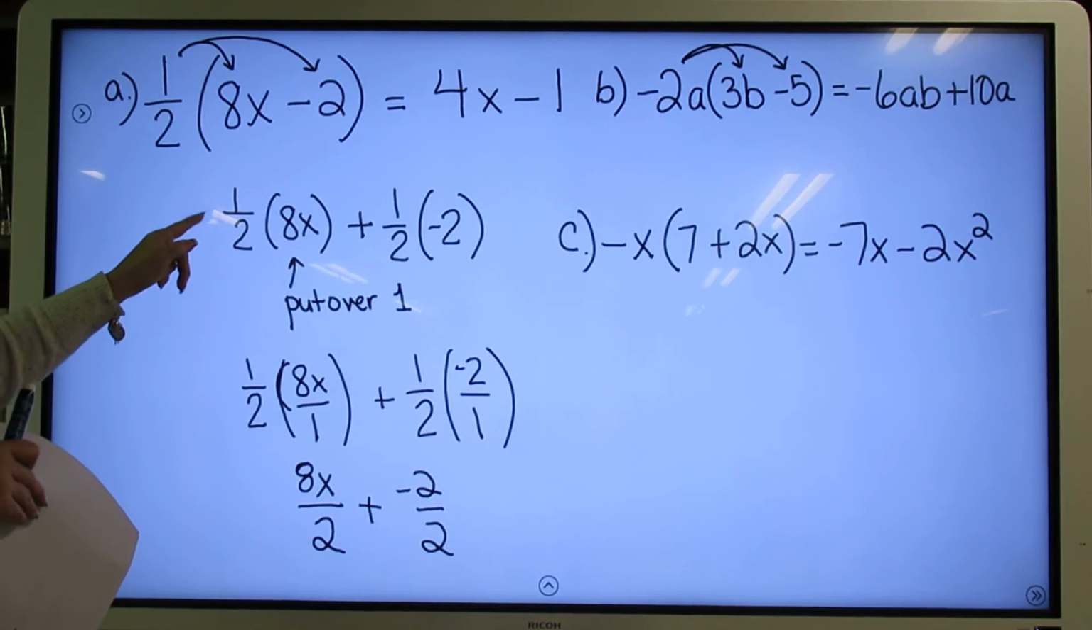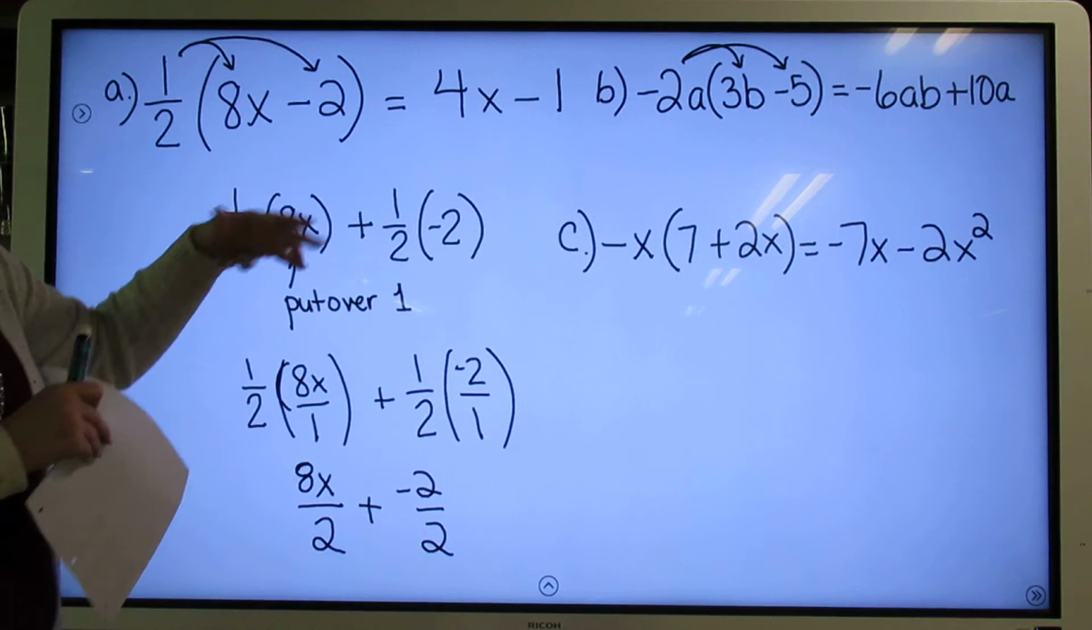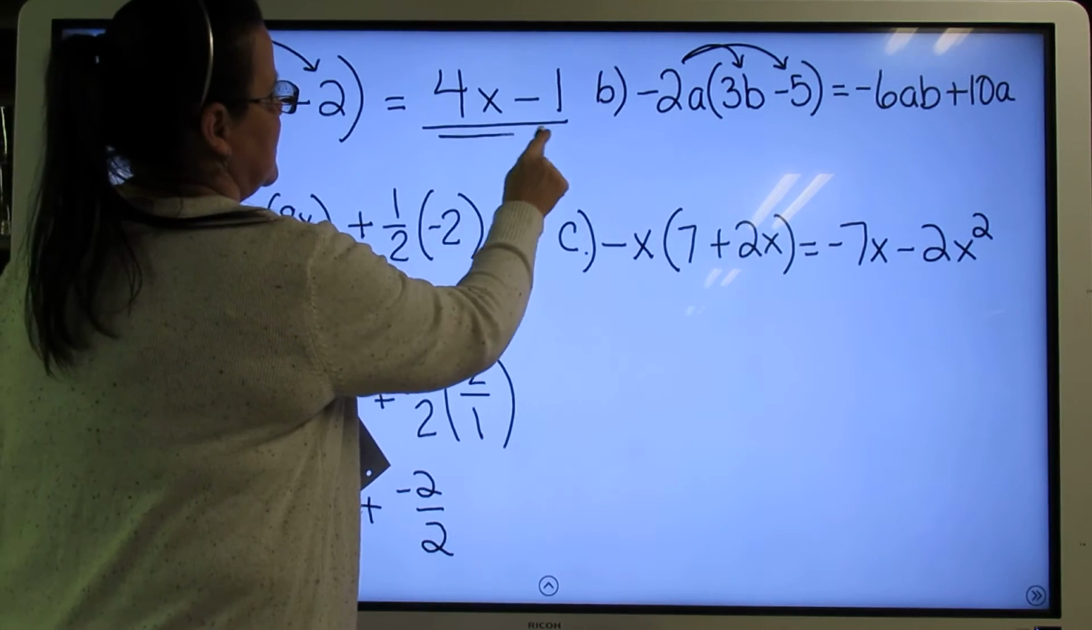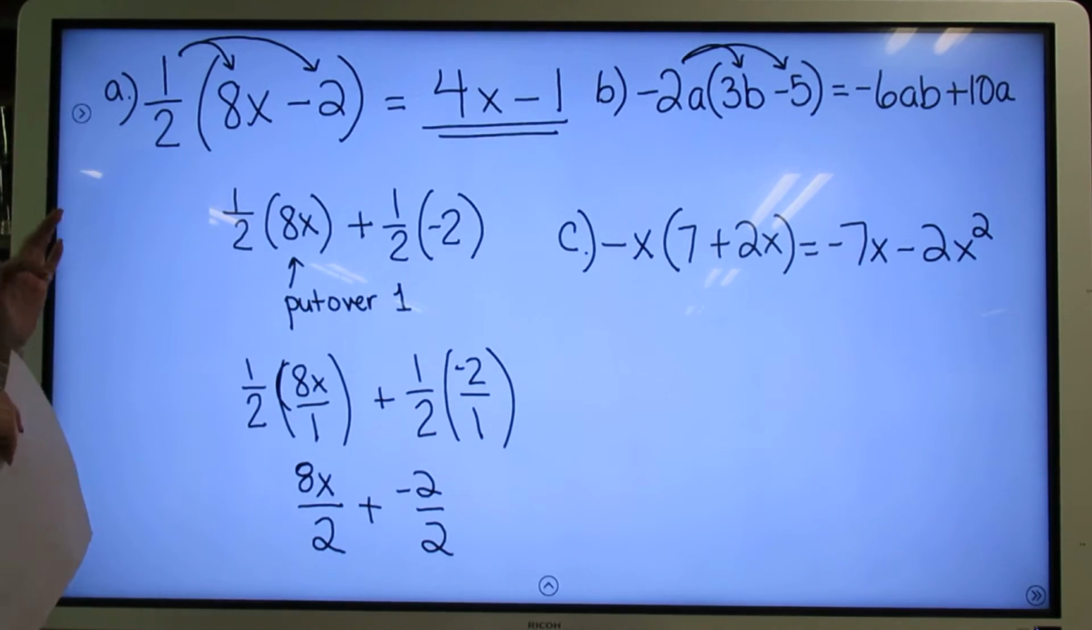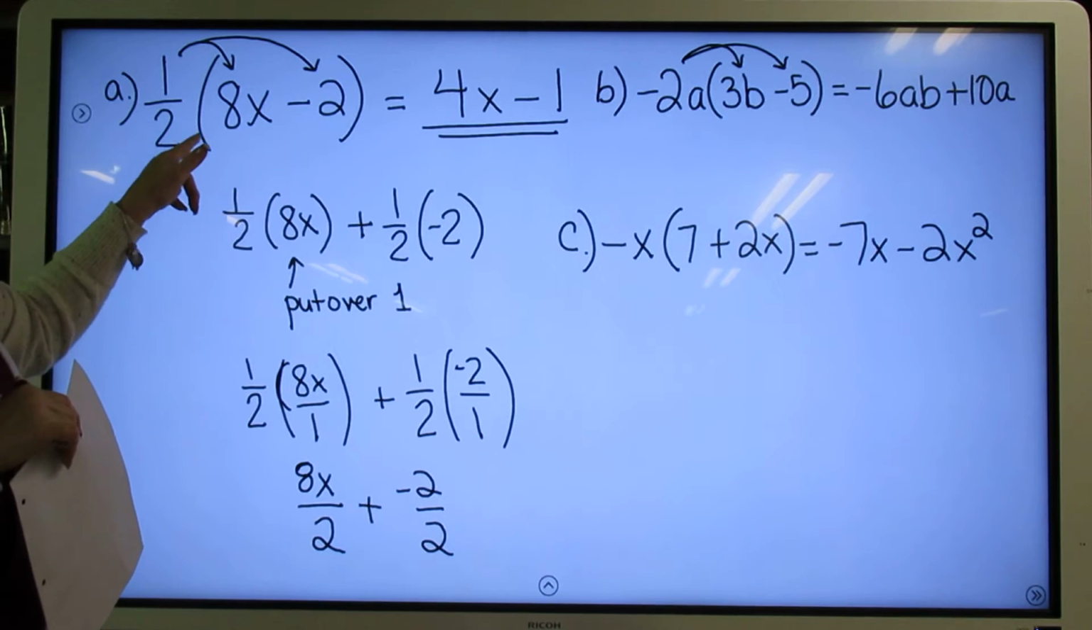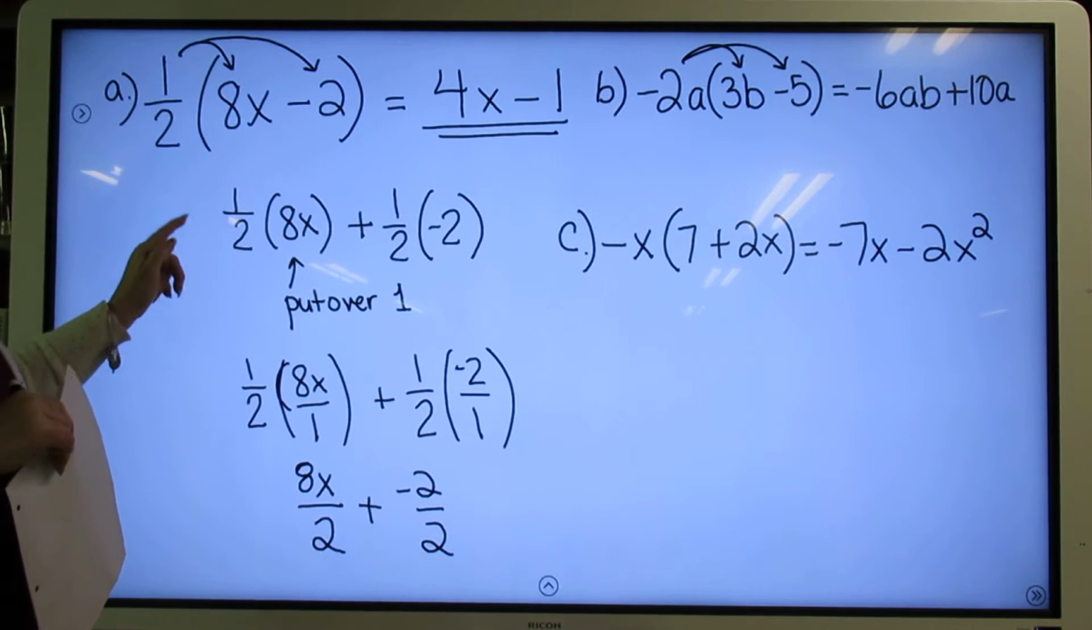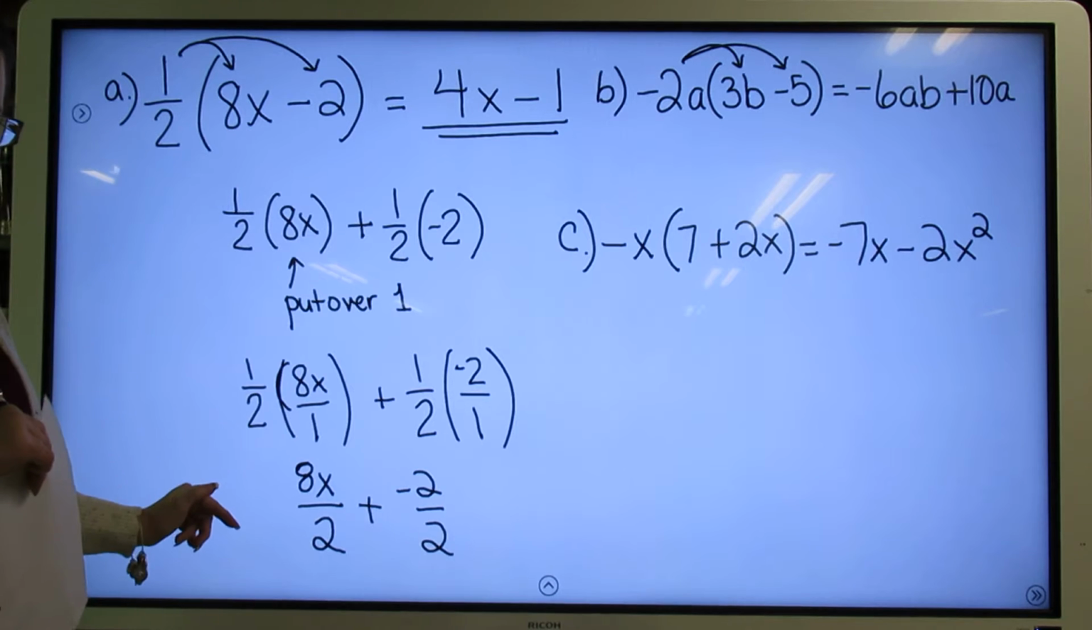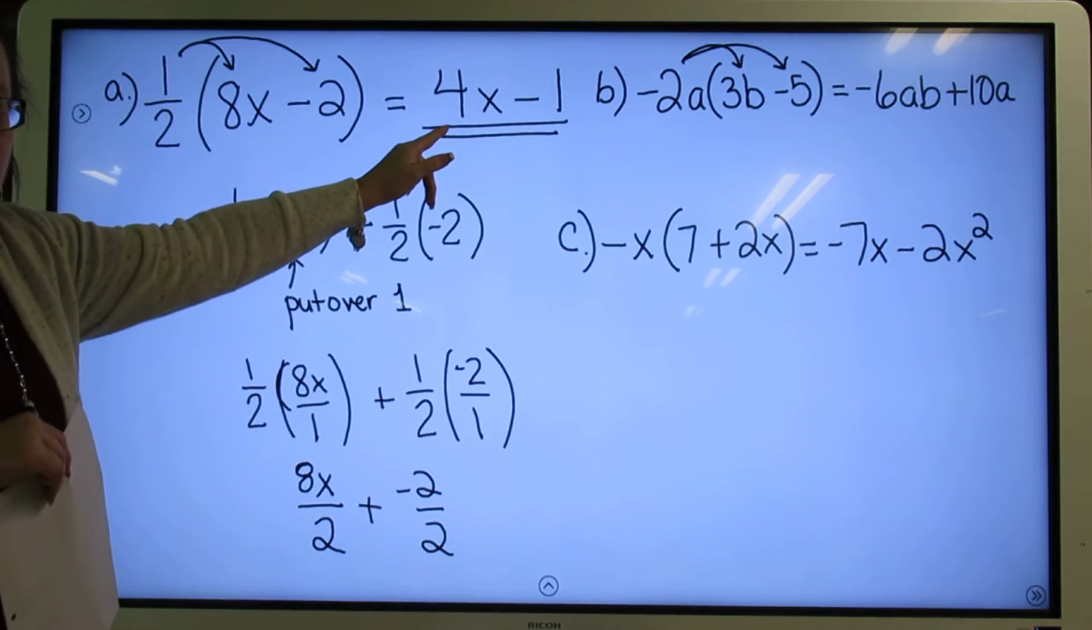And so you would do a half. This would be the answer. I'm sorry, my bad. You're not solving it yet. You're just doing a half times 8x minus 2. And then I wrote down the steps of how you would get the 4x minus 1.